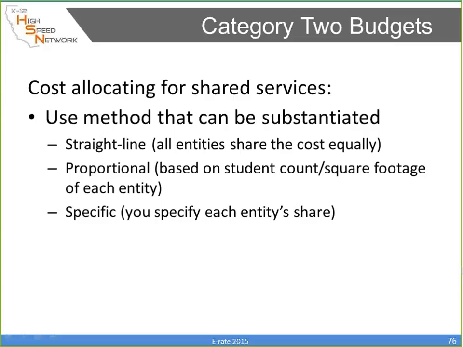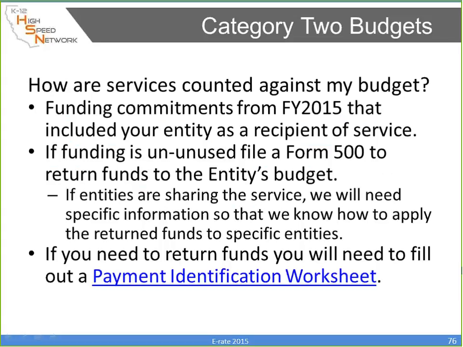Slide 76 provides a couple of methods to cost allocate. These aren't the only methods. There's the simple straight line method. Just divide evenly by how many users there are. Proportional, based on student count or square footage for a library, or any other method that you can substantiate. So you're not limited, but these are the ones that have been shared.